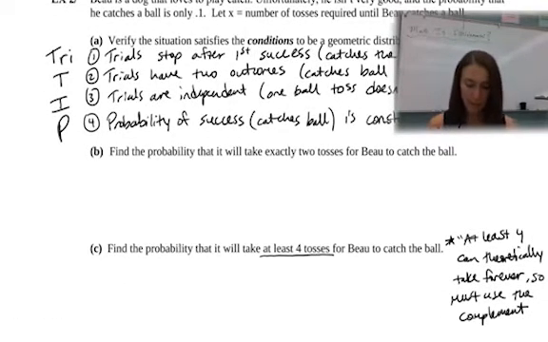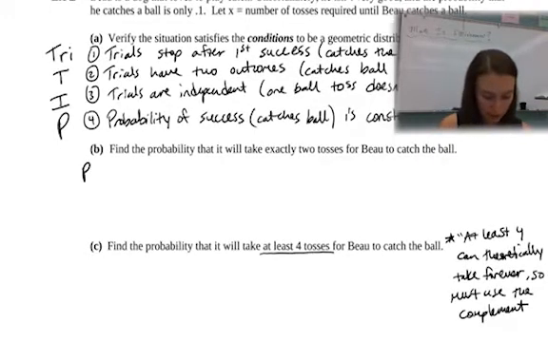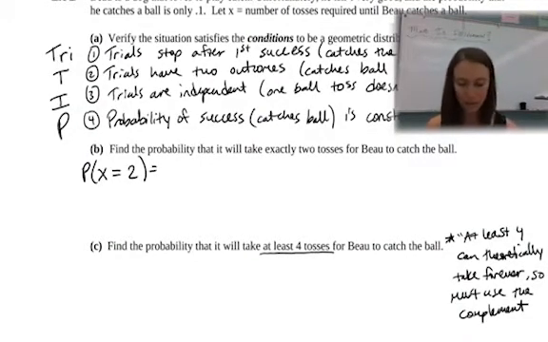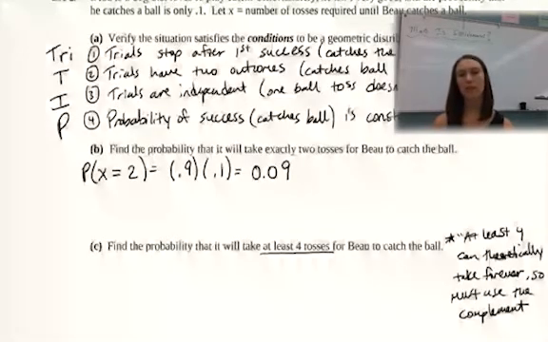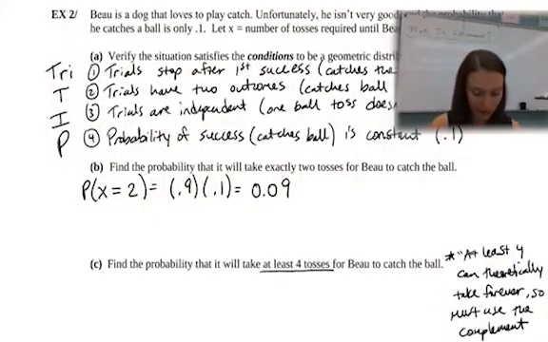Find the probability that it will take exactly 2 tosses for Bo to catch the ball. All right, so the probability of X equals 2. Well, if it takes 2 tosses, then the first toss he misses, 90%. The second toss, he gets it, so we get 0.09. Now, there is a way we can do this in the calculator, and I know that this one really wasn't that much work, so it's kind of silly to use a calculator. It's actually probably more work to use the calculator function in this, but I'll show you how it works.